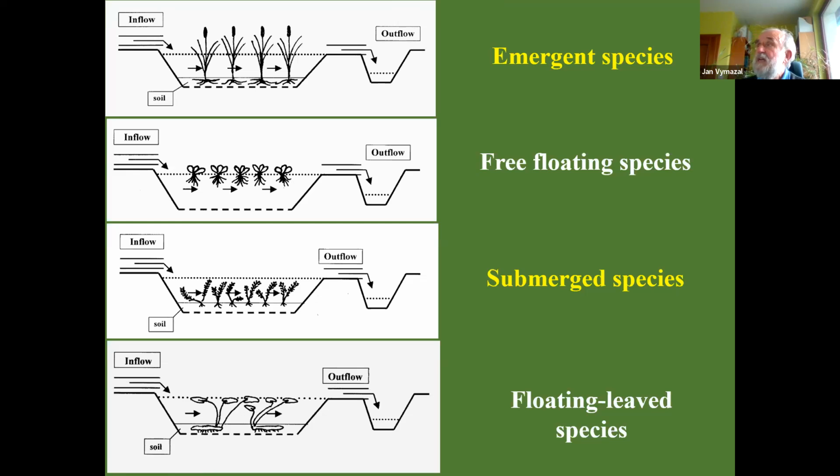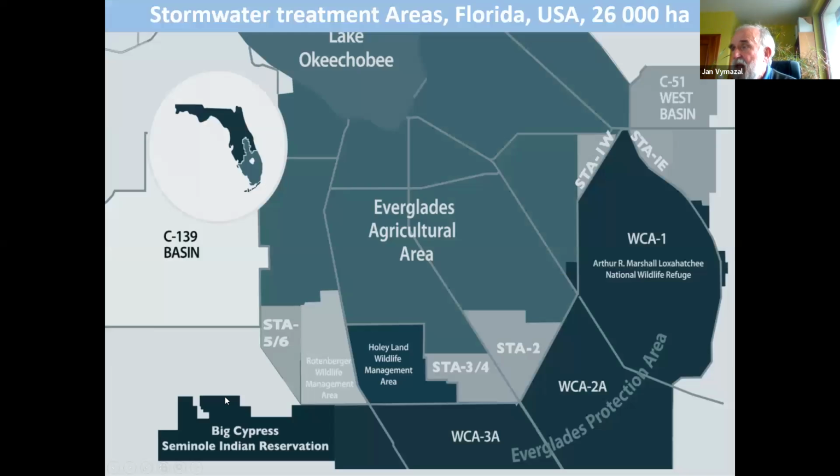However, these systems need to be harvested very frequently, because the plants grow very fast, and in order to allow them to grow, we need to harvest them. And actually, there is not much use for the biomass at the moment. So the operation and maintenance of these systems is relatively expensive. Then we have some submerged plants, which grow only in the water column. And the last group are water lily type plants, which root in the sediment, and the leaves are floating on the surface.